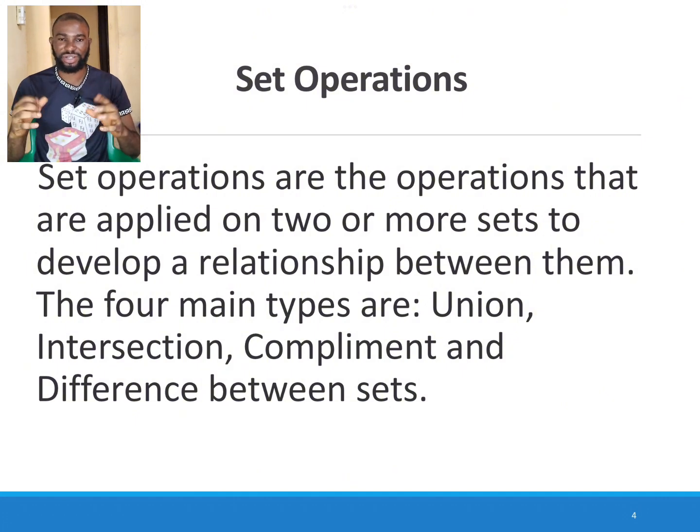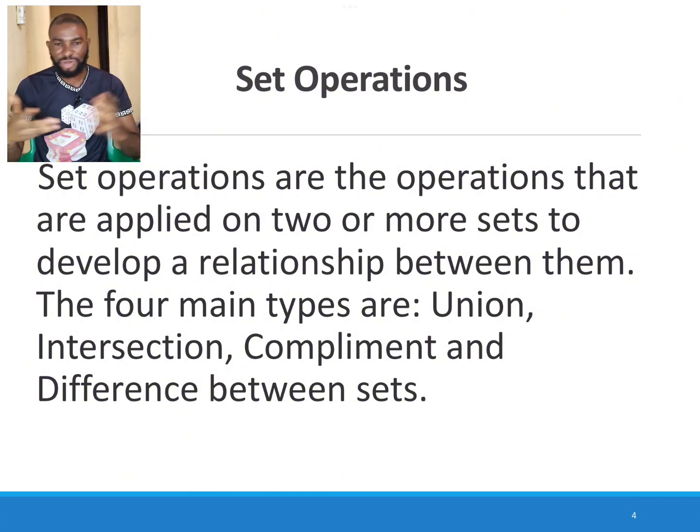The other one is intersection. That simply means what's common between two sets. And the other one is complement. When you say complement, it simply means when you have a particular set, you're looking for the elements in the universal set that are not present in that particular set. That's simply called complement. Take note of that.